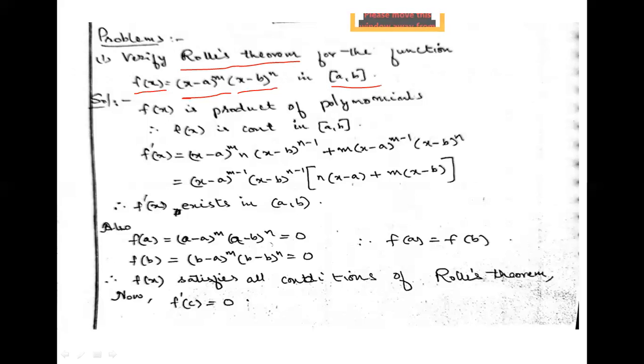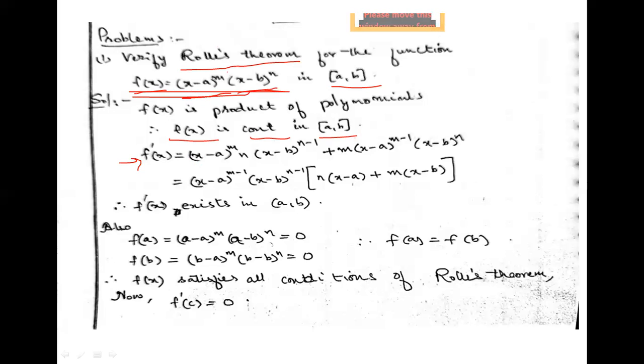So what is Rolle's theorem? F dash of c is equal to 0. So f of x is continuous in the closed interval a comma b. Next, we check if f of x is differentiable or not. This is the function given to us. We are differentiating the function.